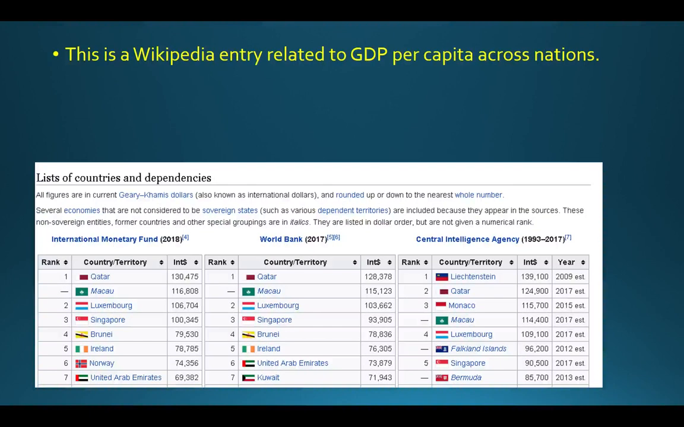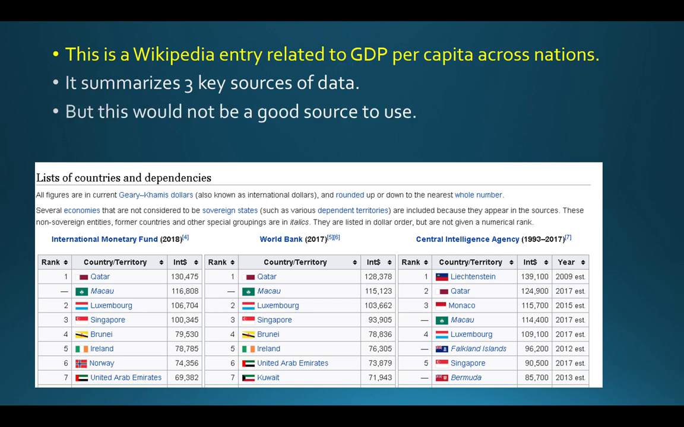This is a Wikipedia entry related to gross domestic product per capita across different nations. And you see here rankings of different countries and some dollar values showing their gross domestic product. All right. What you see here is that this Wikipedia page is summarizing 3 key sources of data. But this Wikipedia page would not be a good source to use, and I never would just assume that they had this correct. I mean, what if they've gotten it wrong? I need to go to the original source.